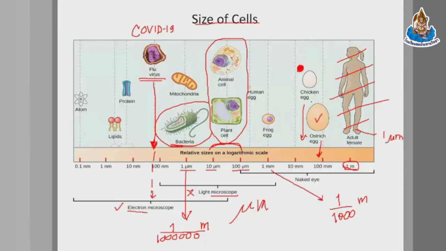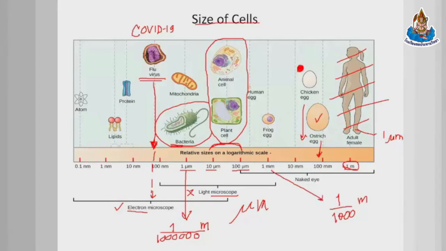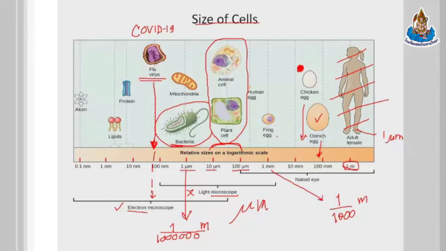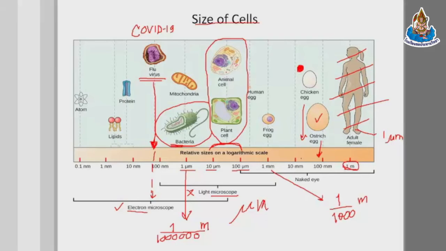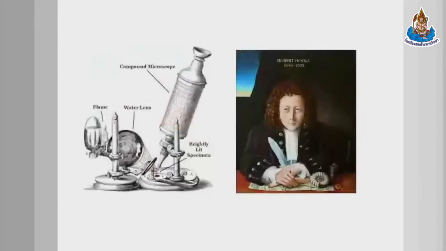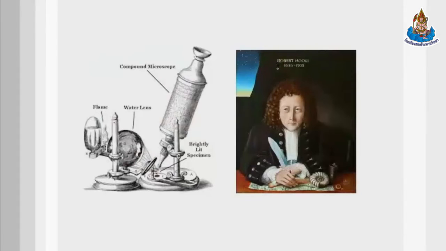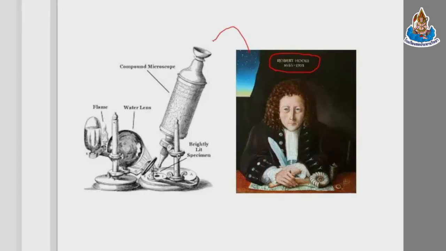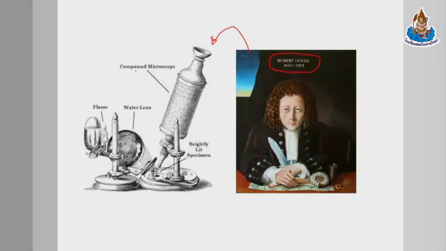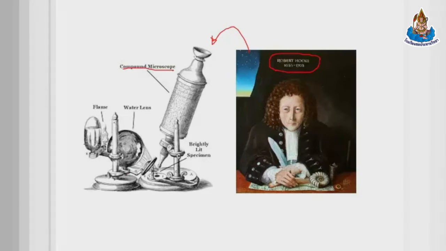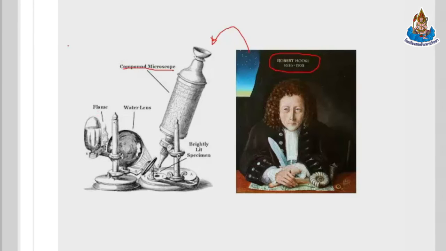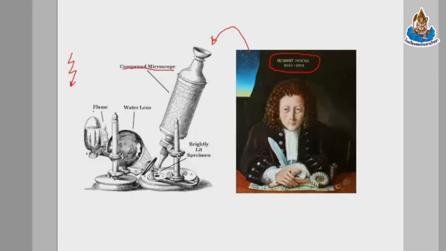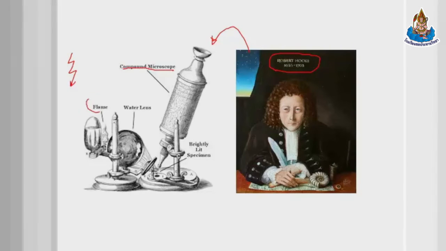How was the cell discovered? The cell was discovered by a man named Robert Hooke. He invented the microscope that we also use nowadays. At that time, they didn't have electricity, so they used a flame as a light source for his microscope. To see a thing in a microscope, you need light. Nowadays we use a light bulb.